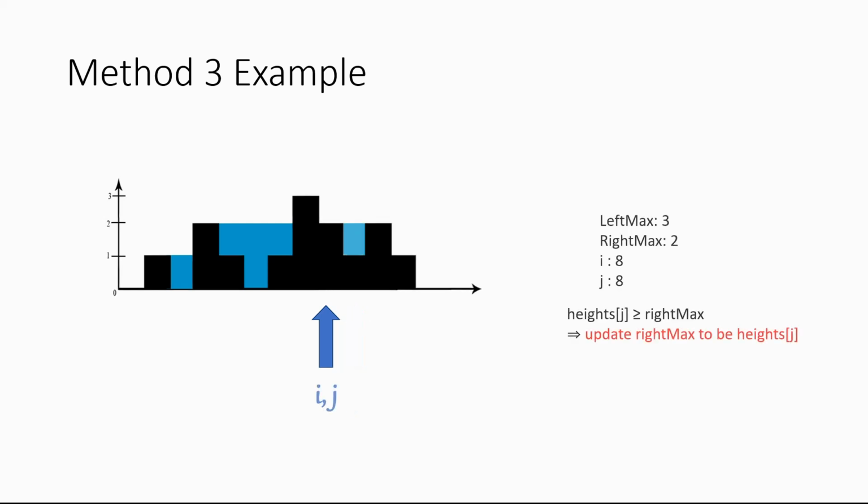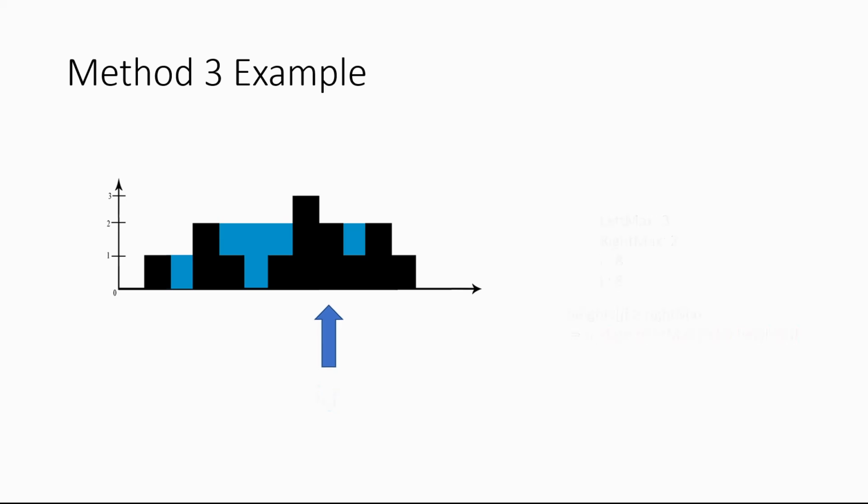Now I and j are at the same position, but we still have to carry through with the iteration, since some water could possibly be at this position. However, we see that height at j, which is 2, is greater than or equal to right max, which is also 2. So we update right max and decrement j. Now, since j is less than I, we are done with the algorithm, and we have calculated the total amount of water that is trapped. And this is how the third algorithm works.